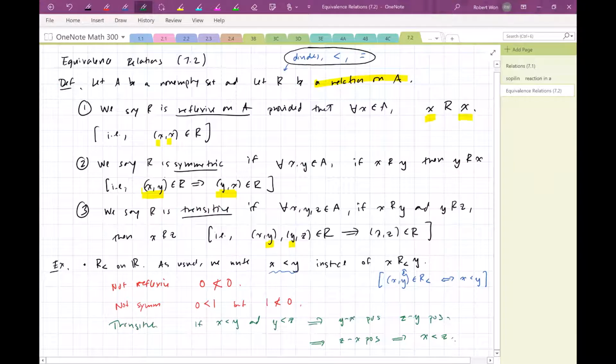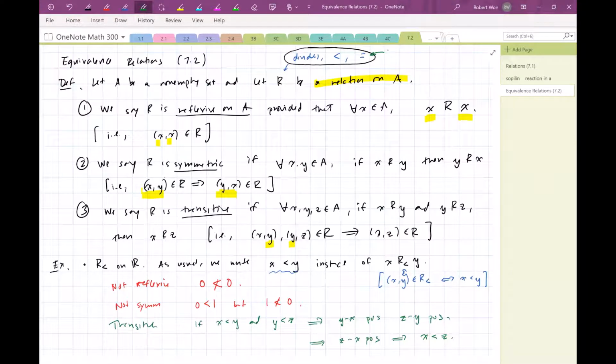Okay, the next one was equality, but we already know that equality is reflexive, symmetric, and transitive because those were some of the axioms of equality. And then I want you to think about the divides relation on your own, but I'll put the answer in the notes.